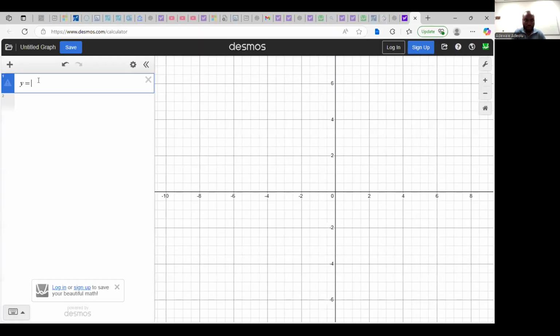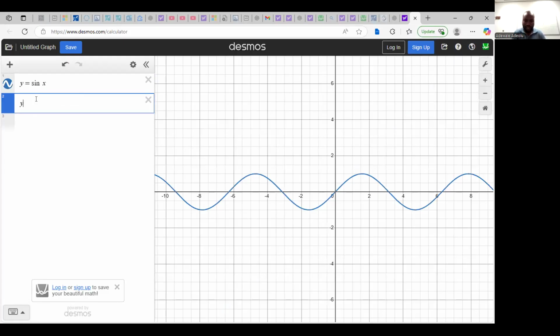Stop sharing. I will share this. Okay, let's see. y equals sine x. Let us again see y. Let us compare that to sine of, let's say, x plus pi. Let me start with minus pi over 4.